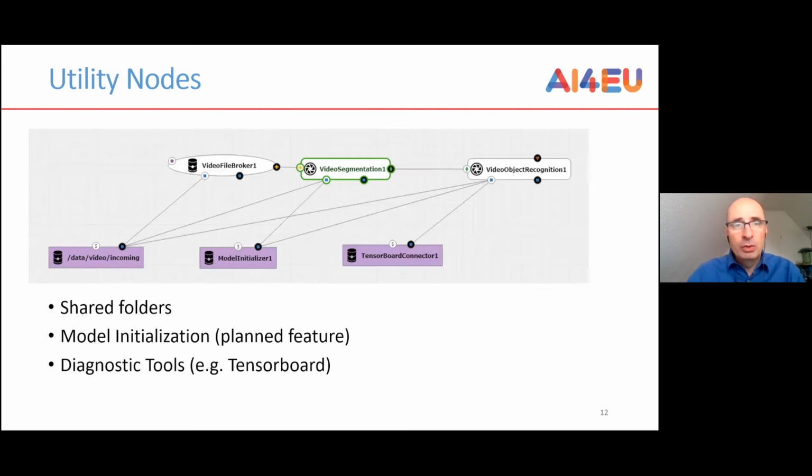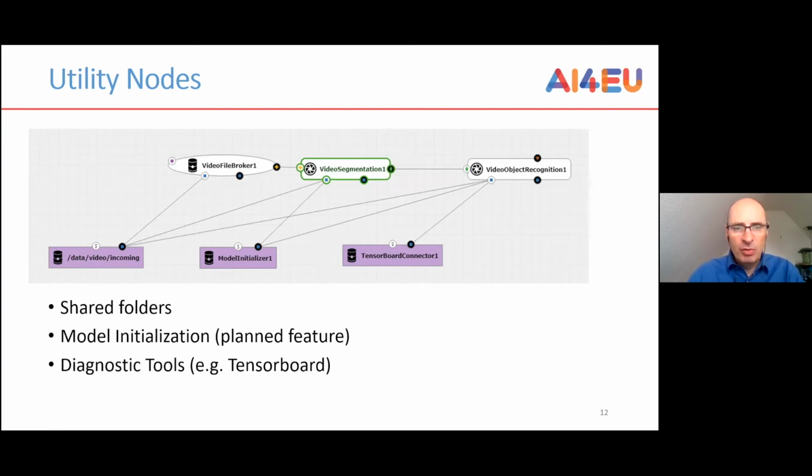We also have utility nodes for a pipeline. Very important is the shared folder concept. If you want to process binary data like video streams or audio streams, you need a way to share those binaries among the nodes. And there we have our shared folder, which provides a shared storage to all the nodes that are connected to the shared folder. So in this case, we have the folder data video incoming, which will be accessible by using this path by all the nodes in the pipeline. So they can all look into this directory.